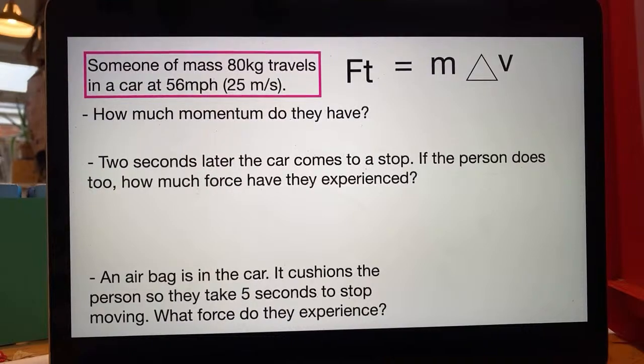You've got someone with a mass of 80 kilograms travelling at 56 miles per hour or 25 meters per second. How much momentum have they got? Hopefully pretty straightforward for you. If it takes them 2 seconds to stop, how much force have they experienced? And if there's an airbag in the car and it cushions the person so they take 5 seconds to stop, how does the force that they've experienced change?